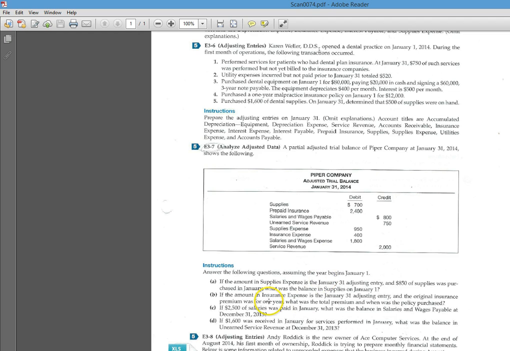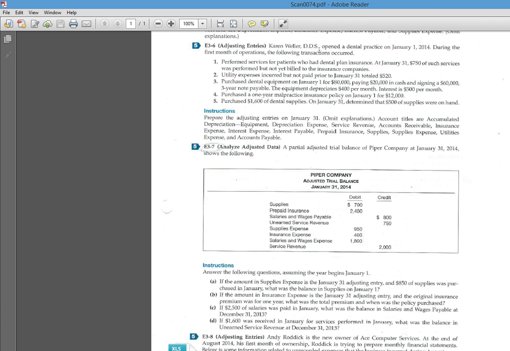For B, we have insurance expense is $400. The original insurance premium was for 1 year. What was the total premium when the policy was purchased? So we can see prepaid insurance, we ended up with $2,400. And we can see the monthly expense on that is $400.